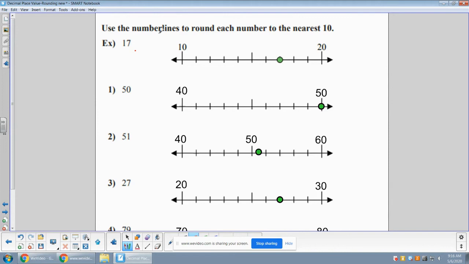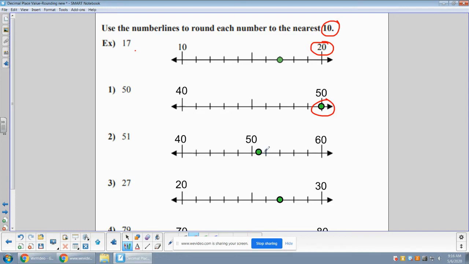So in this first little set of exercises, use the number lines to round each number to the nearest 10. So that's kind of an unusual one. You take a look at the dot, and this is what we're doing in regular rounding as well. But what 10 is this closest to? Is this closer to 10 or 20? Well, of course, it's closer to 20. How about this one? Well, that's already at 50, so the closest 10 to that number is 50.